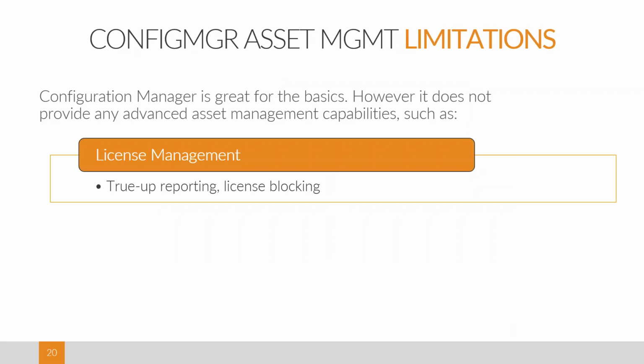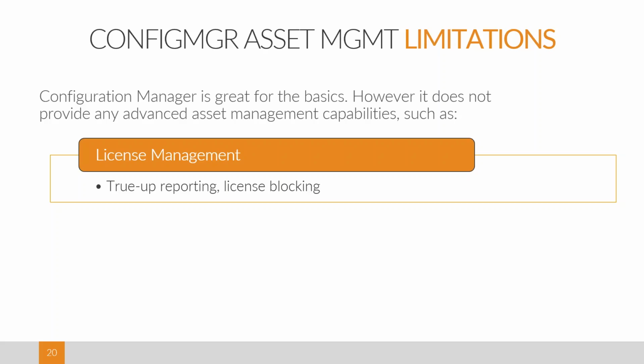However, Configuration Manager's asset management capabilities have some limitations. It's great for the basics, however, it doesn't provide any advanced asset management capabilities such as license management. You can go through Asset Intelligence and import license quantities that you feel you're entitled to, either through a CSV file, or if you're a volume license customer, you can get a volume license statement in an XML format or XLS format spreadsheet, and import that into Configuration Manager.